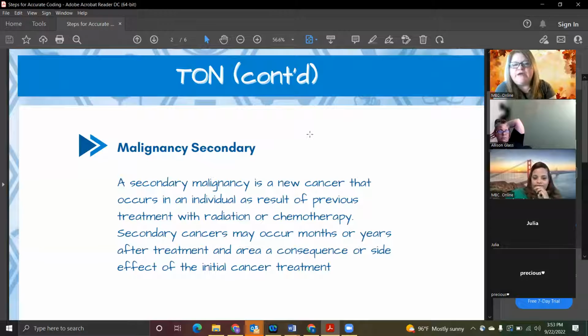Something I want y'all to remember when coding primary or secondary cancers is that your sequencing is going to matter. They may be at the doctor's office that day not treating their primary cancer. They may be treating a secondary site or a secondary something that has come up. In that case, that secondary cancer is going to be your first listed diagnosis. So you always want to be aware of that. Keep that in mind when coding cancers: it's care specific. What are they there for that day?